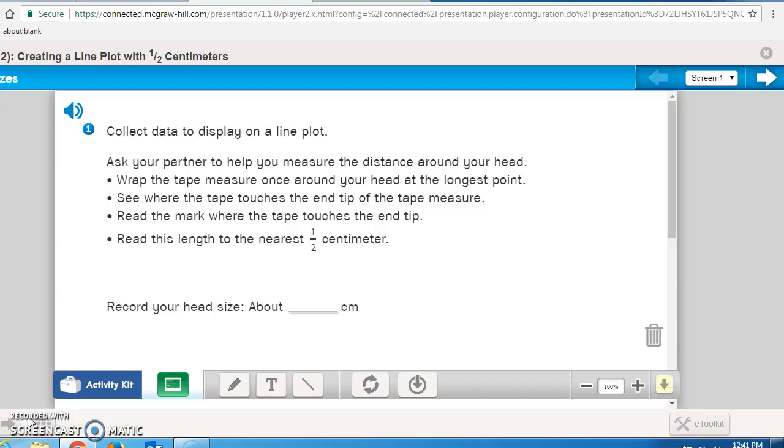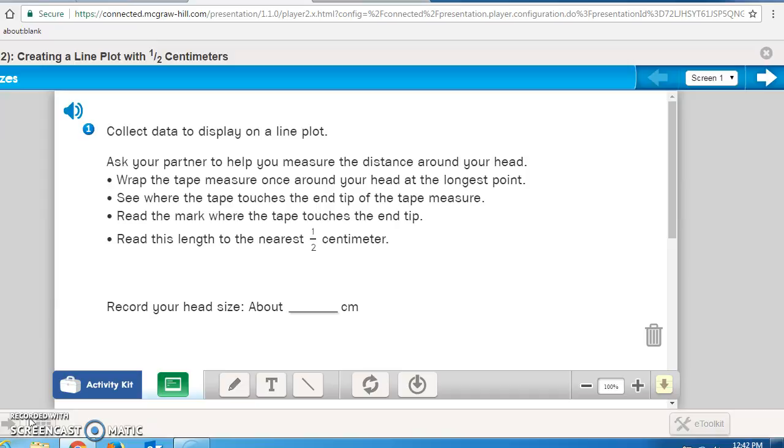Next, you're going to need to go over to where all our tools are kept and get a measuring tape. You're going to need to find a partner and open your math journal to page 173. Please follow the instructions on that page. Read them to yourself quietly as I read them out loud. They say, ask your partner to help you measure the distance around your head.